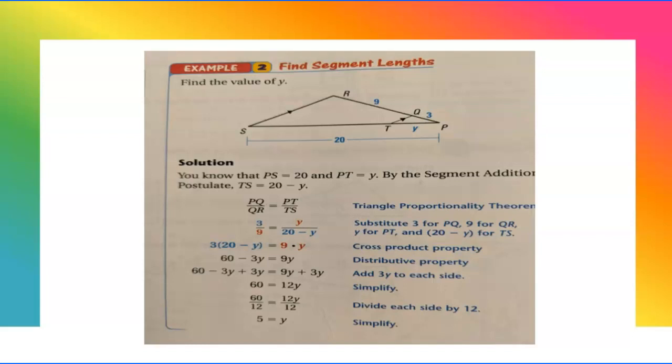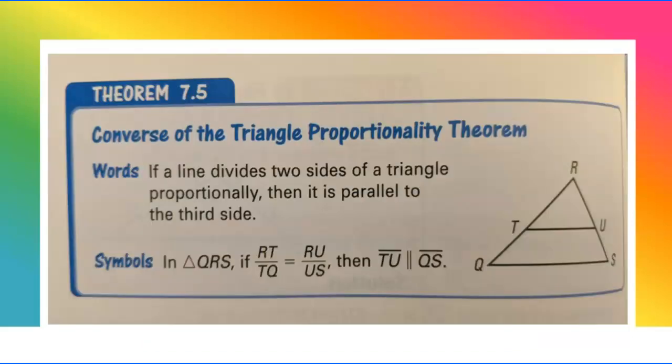So let's take a look at our next theorem, and that is the converse of the triangle proportionality theorem. So remember, often we'll throw out a theorem and then we'll do the backwards of it. So here's the words. If a line divides two sides of a triangle proportionally, then it's parallel to the third side. So we don't see the parallel symbols here. But if we are able to find out that RQ and RS are proportional, then we know we've got parallel lines. Okay, so this is just the backwards of it.